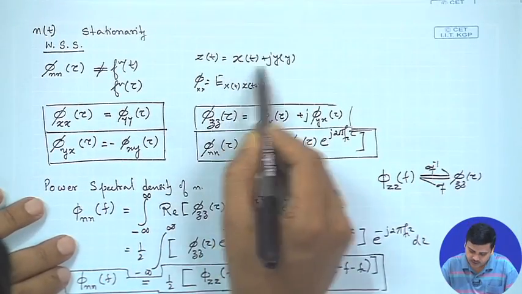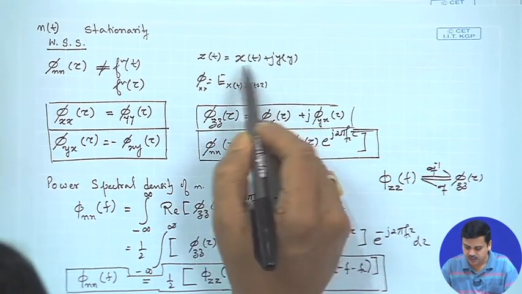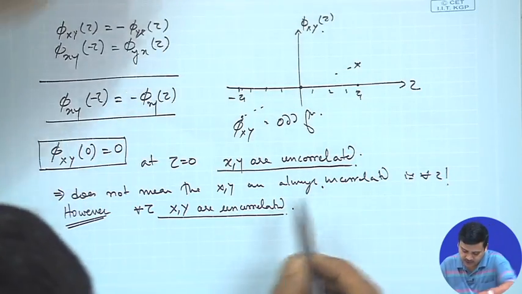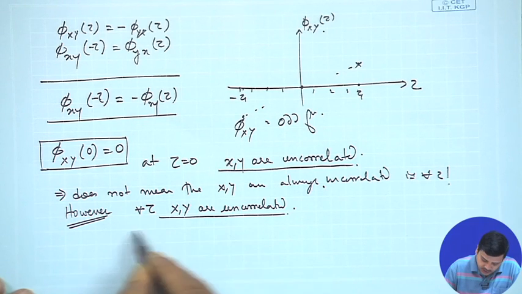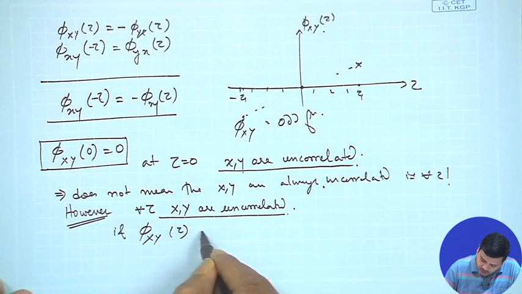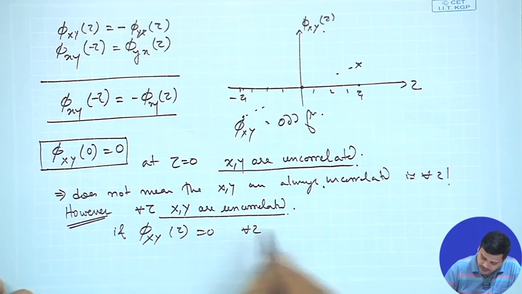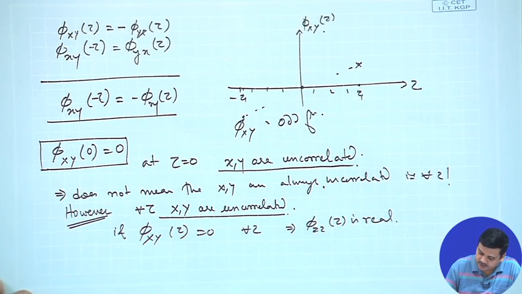So, if we make this particular assumption that x and y are uncorrelated, what we get in this particular case is that x and y are quadrature components as well as uncorrelated. We will take this assumption and see what happens, so that helps us in characterizing noise finally, right. With this assumption, if for all tau they are uncorrelated, that means phi x y would be 0 for all tau. So, this in turn would mean phi z z of tau is real, right.